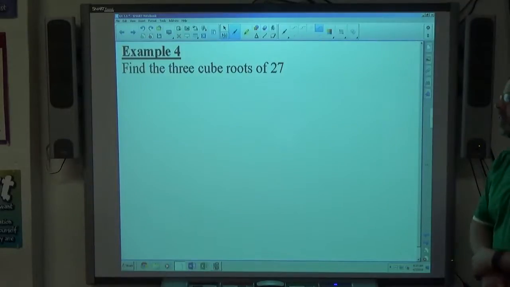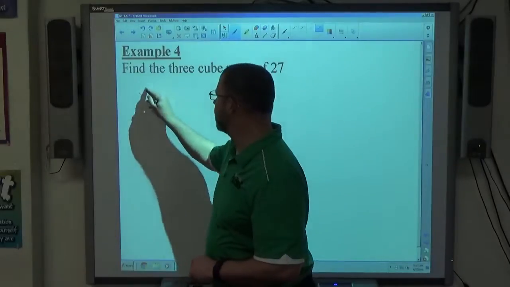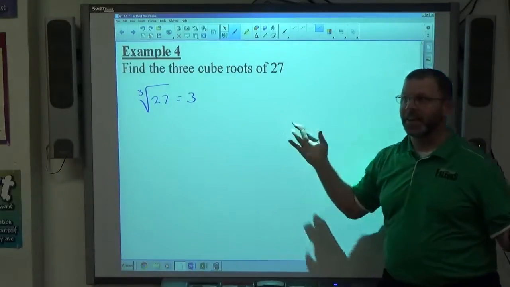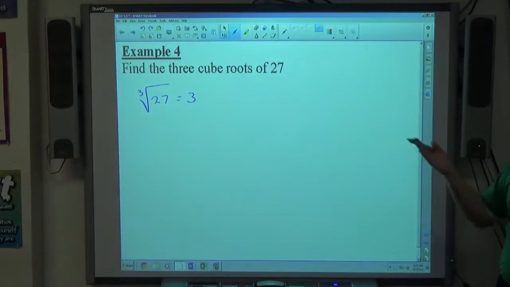Okay, example 4, find the 3 cube roots of 27. Now let me start off by saying this. Cube root of 27 equals 3, right? We already know that. But it says find 3, that's only 1. And the other 2 are probably going to be imaginary.